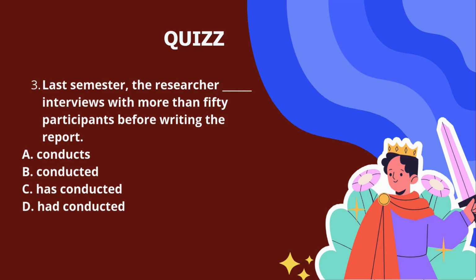The third question. Last semester, the researcher blah blah blah blah interviews with more than 50 participants before writing the report. Same like before, there is a phrase last semester. It is a complement that we use in simple past tense. So we have to find from A until D that is verb two. So the answer is B. Good job.